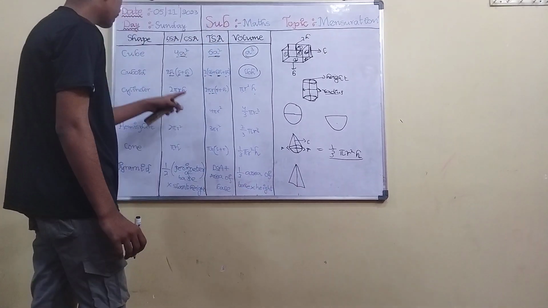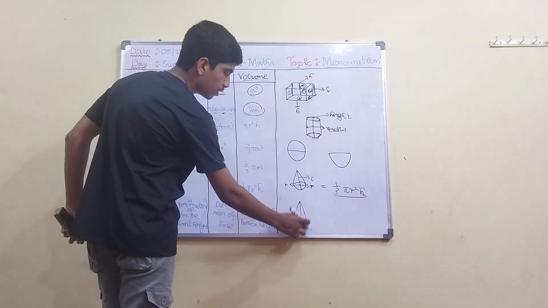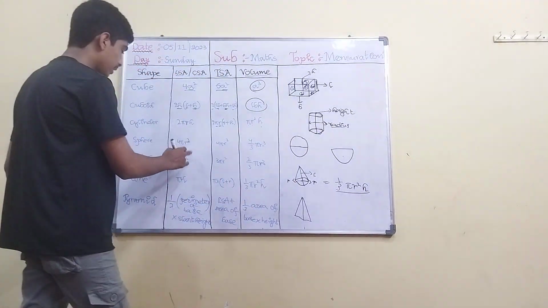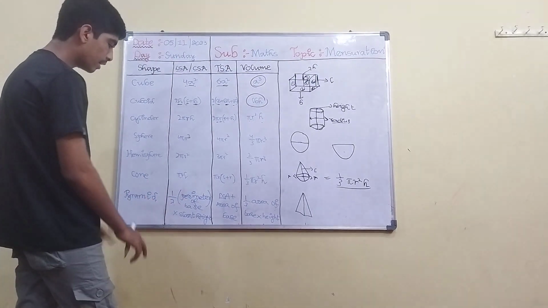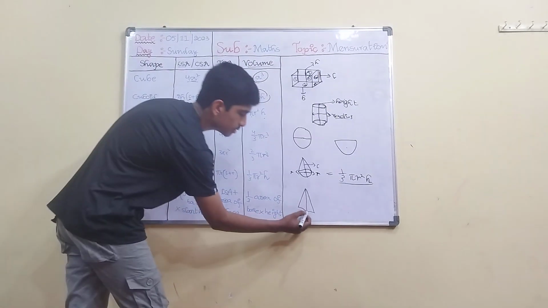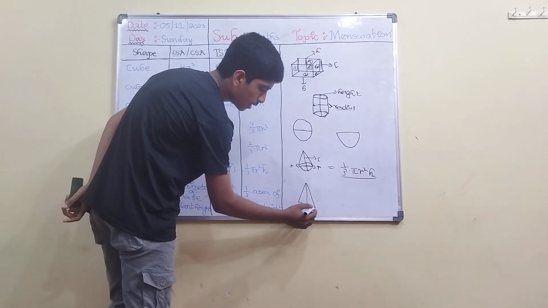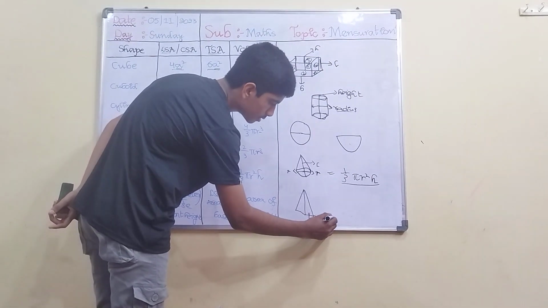This is the pyramid. And the LSA of pyramid, because there are 3 corners in prism, so we have to take LSA. What is the LSA for pyramid? Half perimeter of base into slant height. What is the perimeter of base? This is the base. So we have to divide it with 2. This will become half. And this is the perimeter of base.